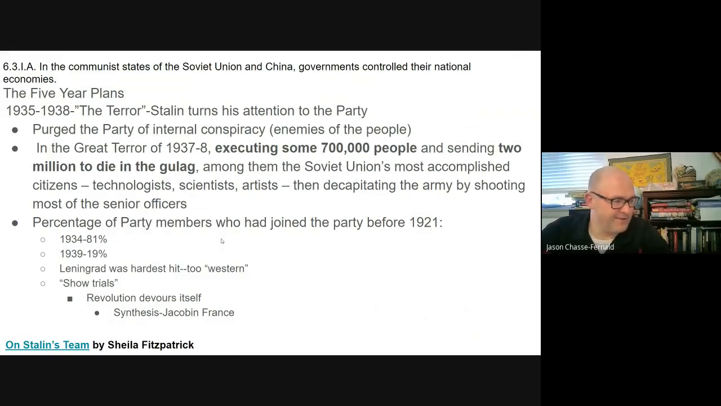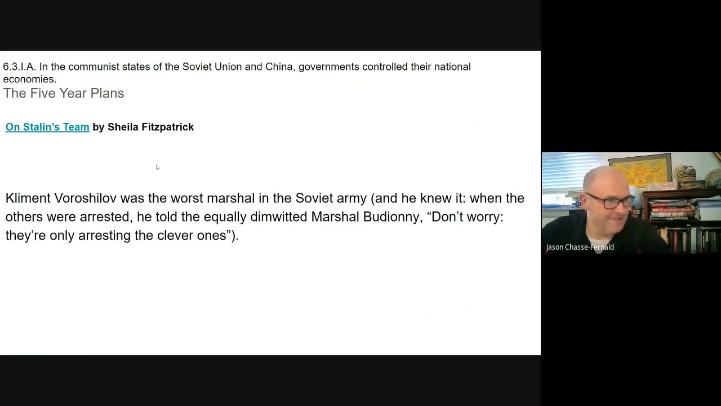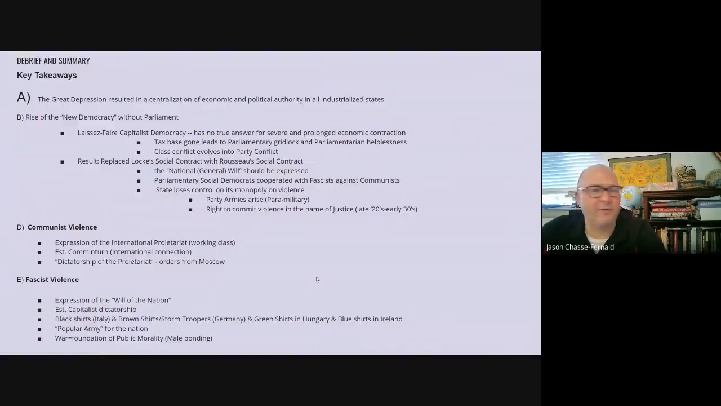An interesting book came out a few years ago, On Stalin's Team by Sheila Fitzpatrick. I always found this quote interesting. We have a couple of army marshals talking to each other, and they know they're bad, and they're talking about the others that are arrested. They simply say to each other, "Don't worry, they're only arresting the clever ones."